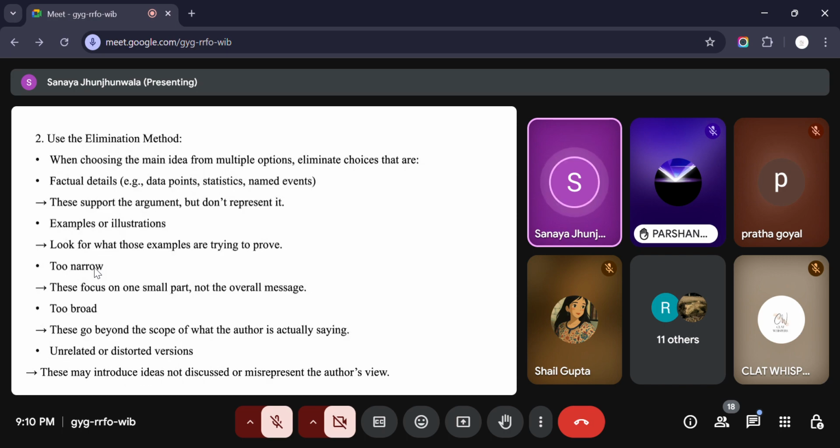Basically, they may introduce ideas that have not been discussed or misrepresent the author's view. मतलब अगर चार ऑप्शन है उसमें से एक ऑप्शन ऐसा वो लोग देंगे तुम्हें ट्रिक करने के लिए कि they do not even talk about what is happening in the passage, and those are pretty easy to detect, so please eliminate those options at once because main idea तो वो होगा नहीं.